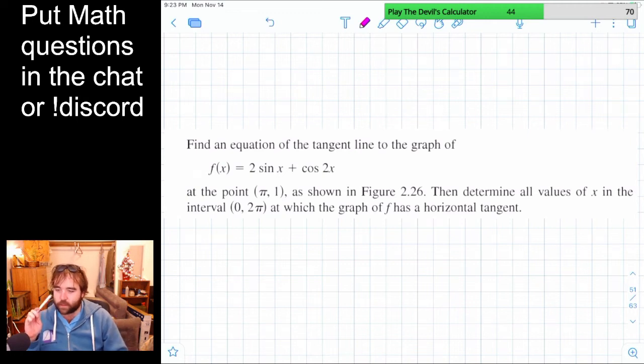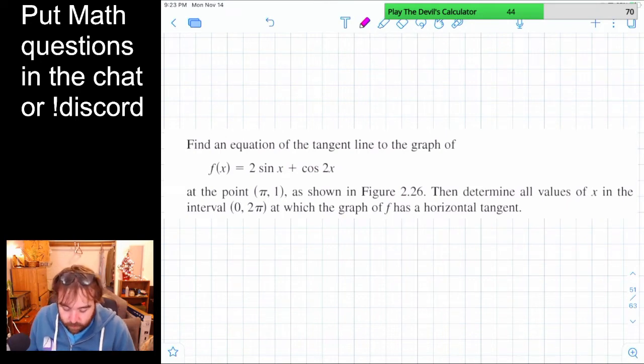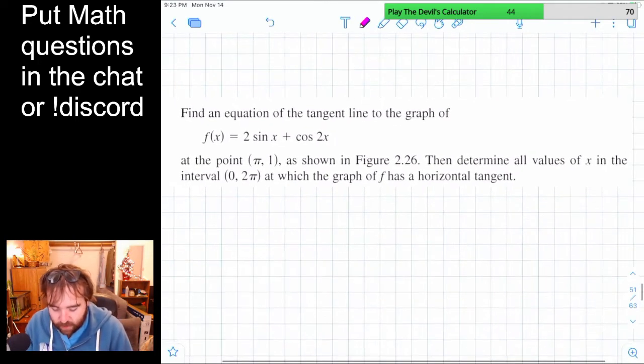So this problem wants us to find an equation of the tangent line to the graph f of x equals 2 sine of x plus the cosine of 2x at that point, and then determine all the values of x in the interval from 0 to 2 pi at which the graph has a horizontal tangent. Okay, so what are we going to do? We're going to take the derivative. So find the equation of the tangent line.